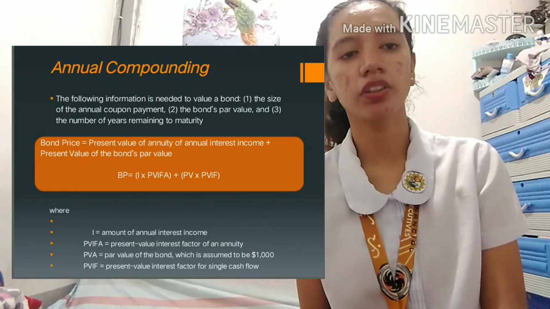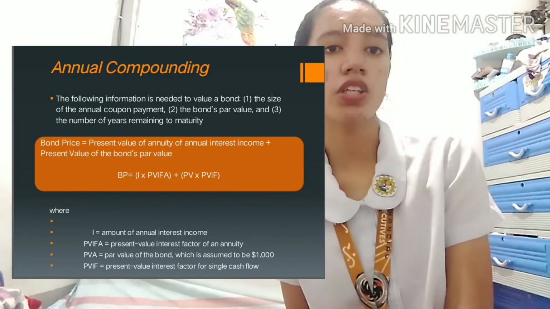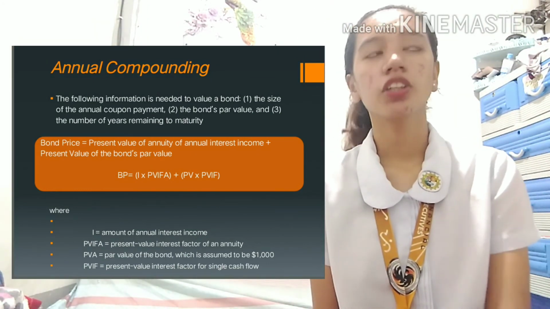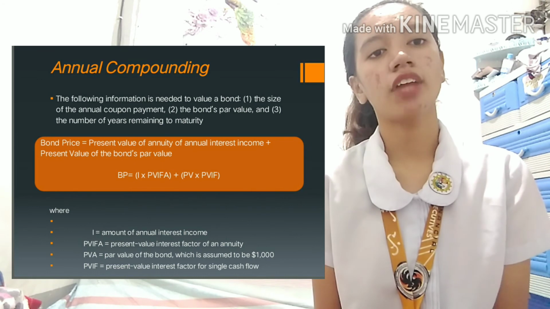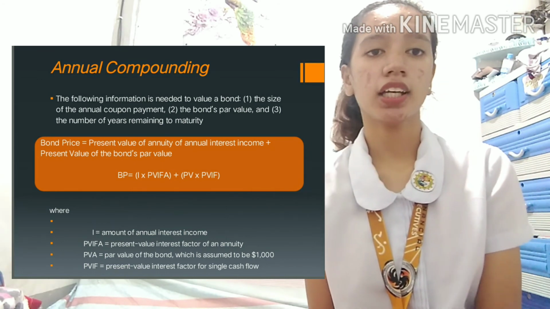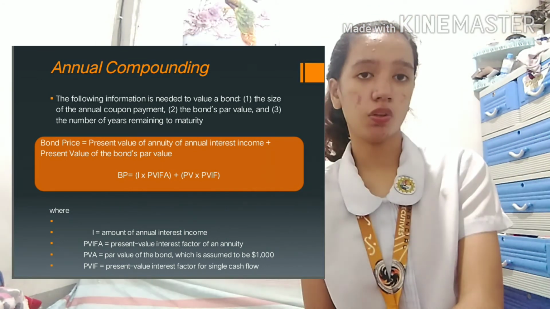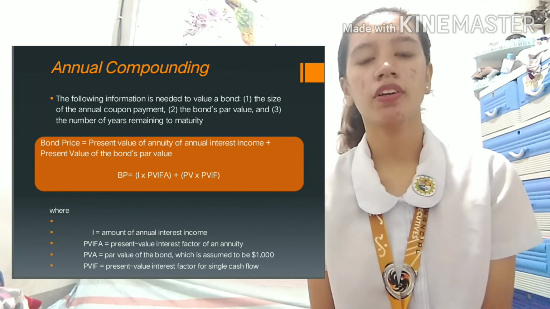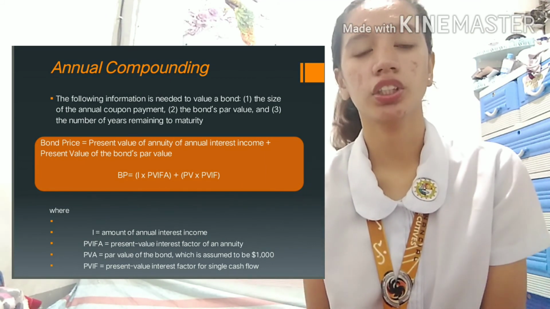The first way in pricing bonds is annual compounding. The following information is needed to value a bond. Number one, the size of the annual coupon payment. Second is the bond's par value. And the third is the number of years remaining to maturity.